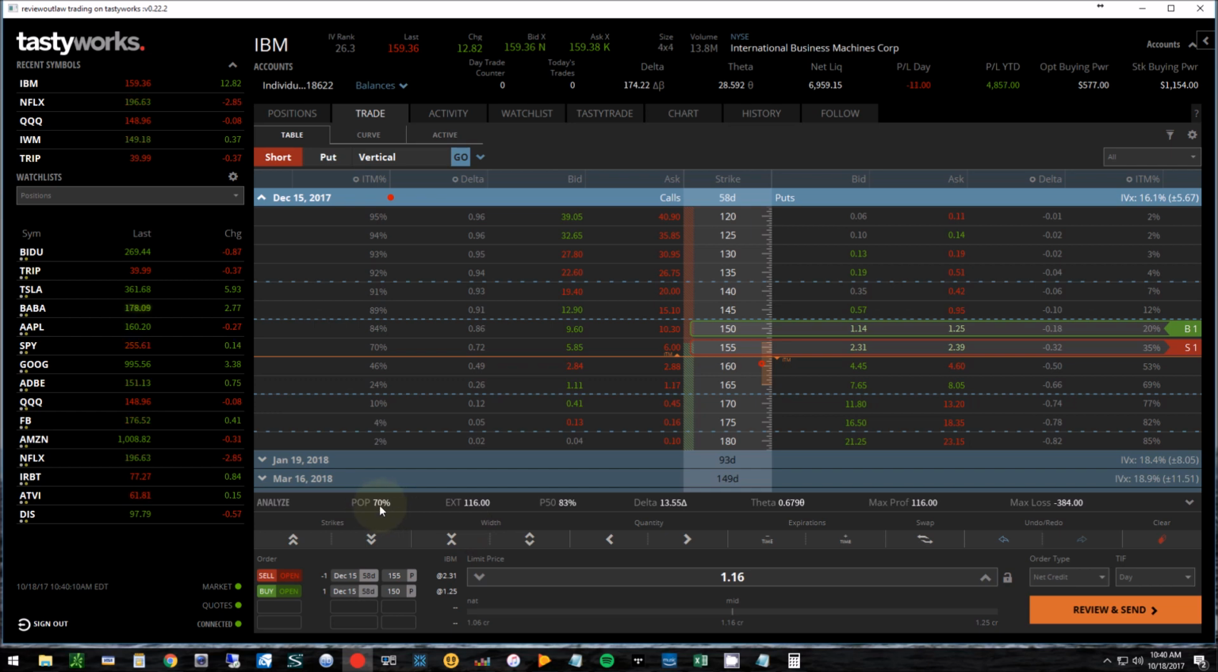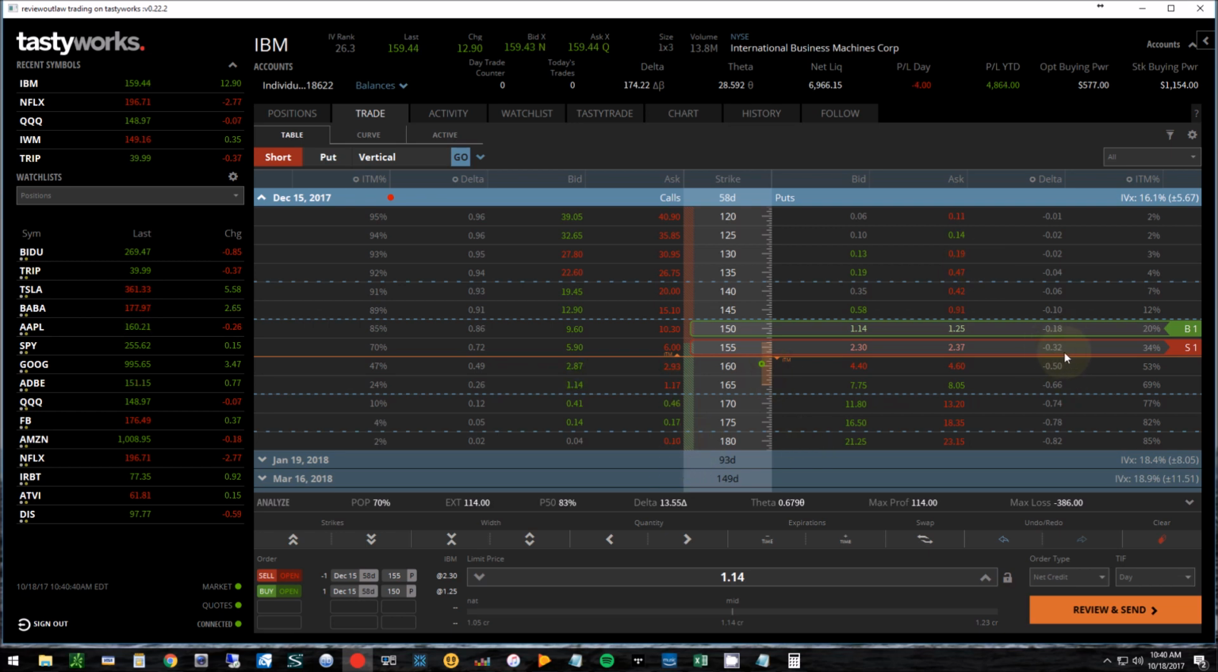Now I want to look at my probability of profit, my POP, 70%. That's where I like to stay personally, around 70%. And my POP at 50% is 83, so that's a good number as well. My max loss, $384, and as you can see here, I can afford that in my option buying power. Once I place the trade and it goes through, that is going to be withdrawn from my option buying power.